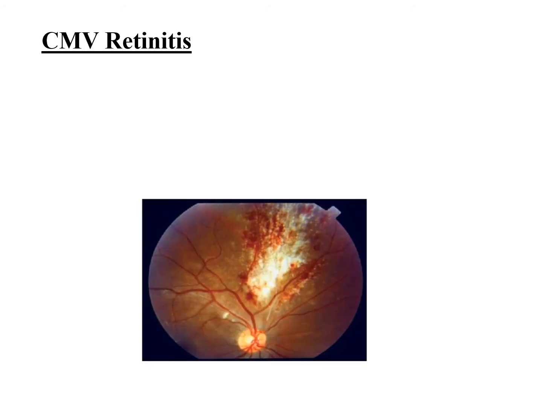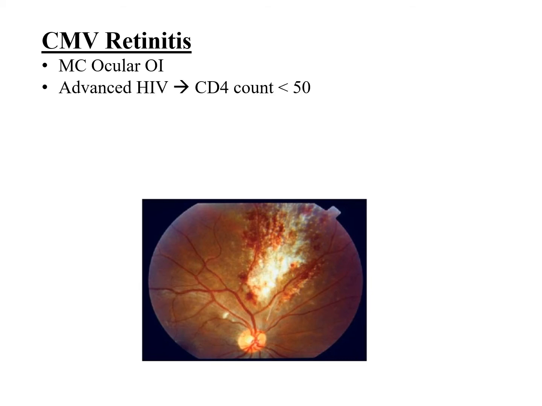In line with our lecture series on MRCP Part 1 preparation, today we'll be discussing opportunistic infection in HIV. The most common opportunistic infection which affects the eye is CMV retinitis. Cytomegalovirus belongs to the herpes group of viruses. It is the most common opportunistic infection.